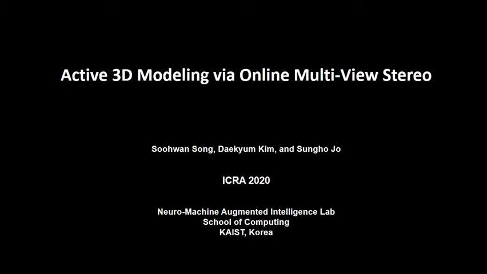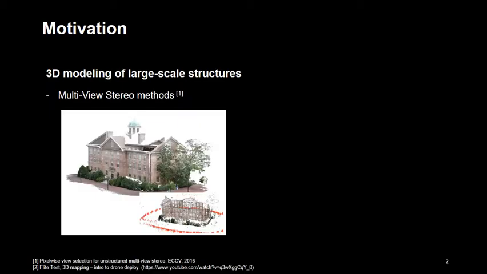I will present our paper Active 3D Modeling via Online Multiview Stereo. 3D modeling of large-scale structures is an important issue. Multiview stereo methods are widely utilized for 3D modeling because they can reconstruct long-range scenes. Multiview stereo is an offline method that processes a collection of images in a batch.